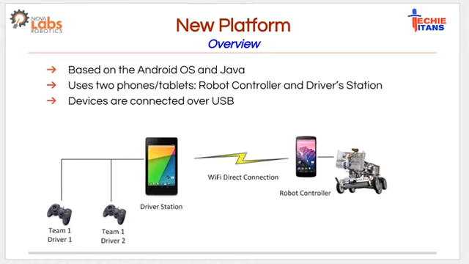So the new platform is based on the Android operating system and Java. And since these phones are Android phones, they're obviously going to be running on the Android operating system. And just a quick fact about Android: Android is actually the number one mobile operating system, and by 2015 they had over a billion people using Android. And Java is one of the greatest object-oriented programming languages of all time, and it's what the Android SDK uses to build Android apps.